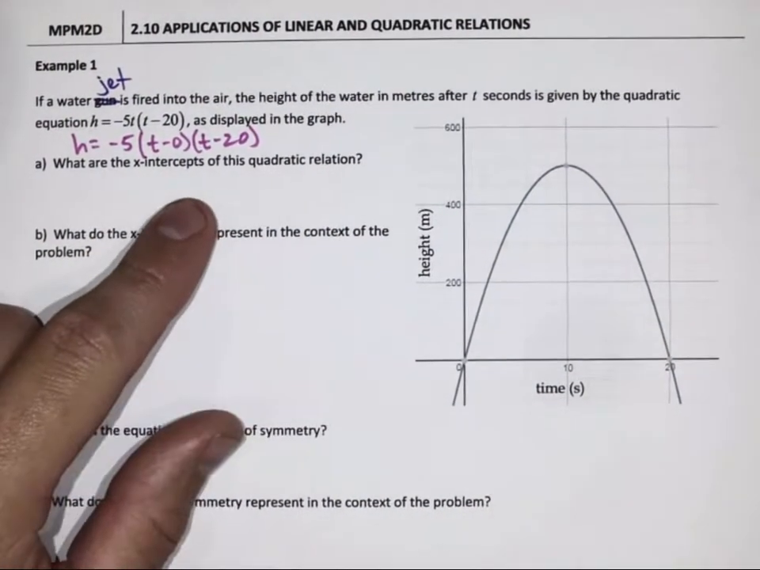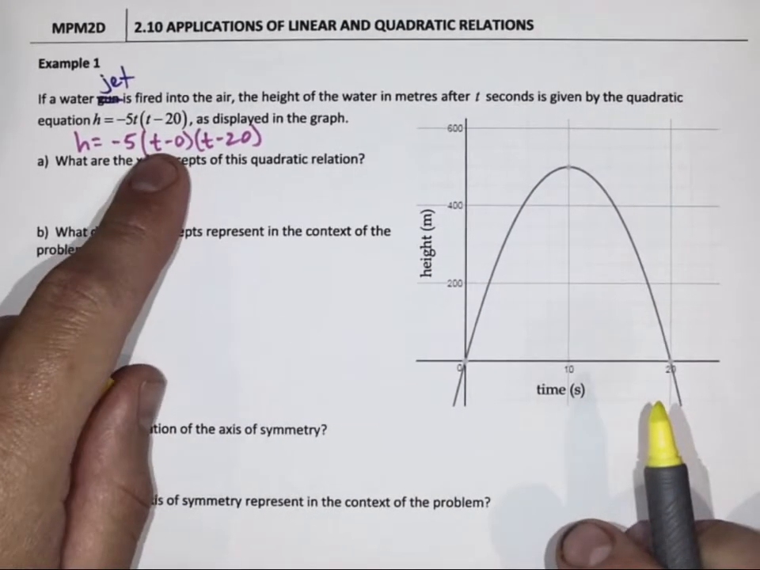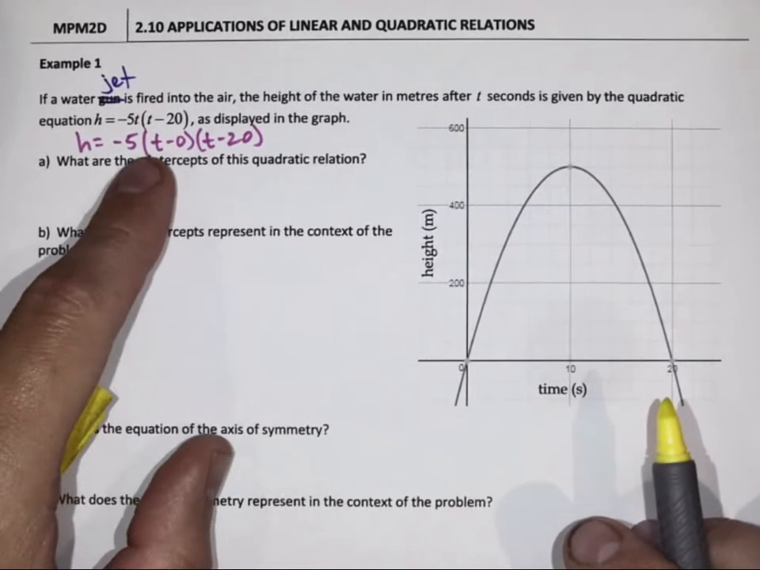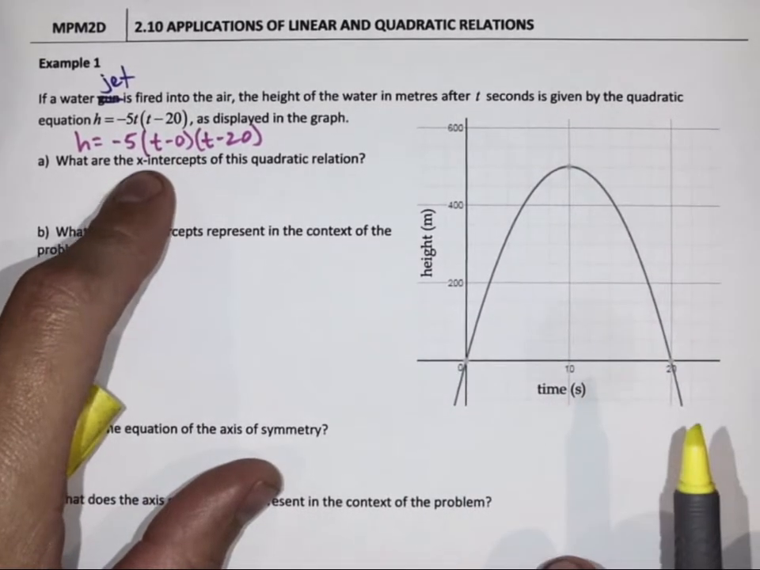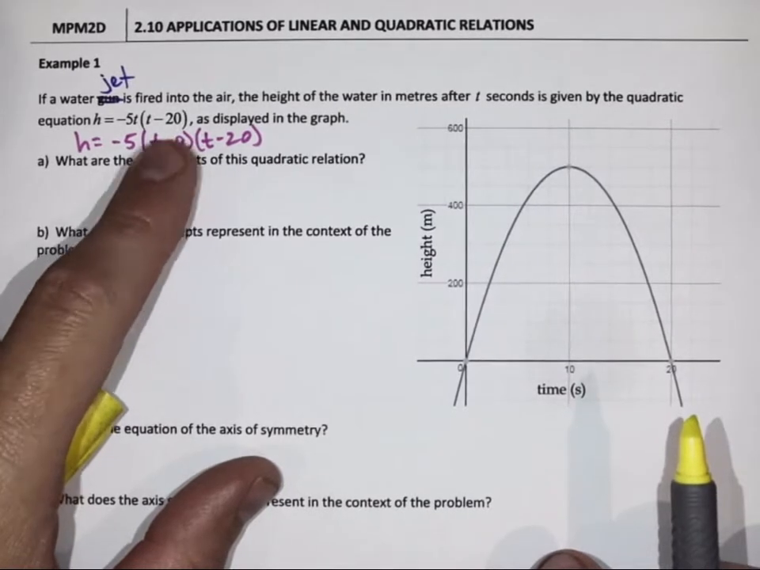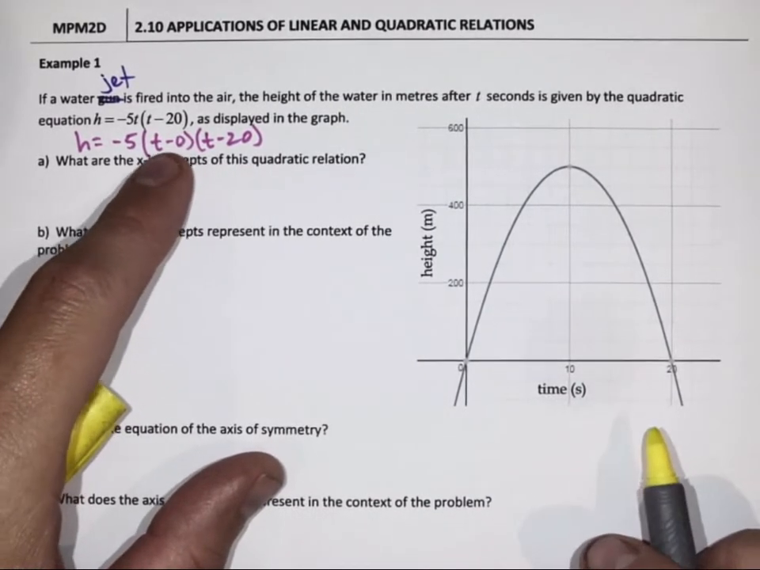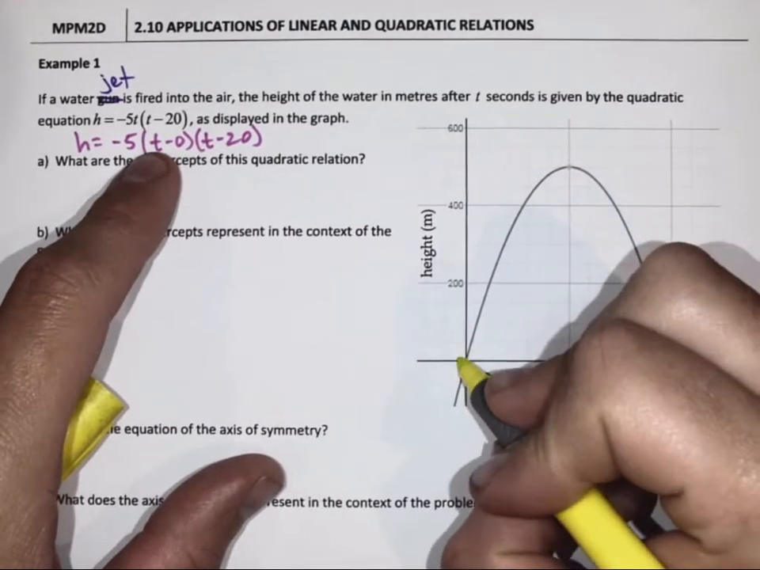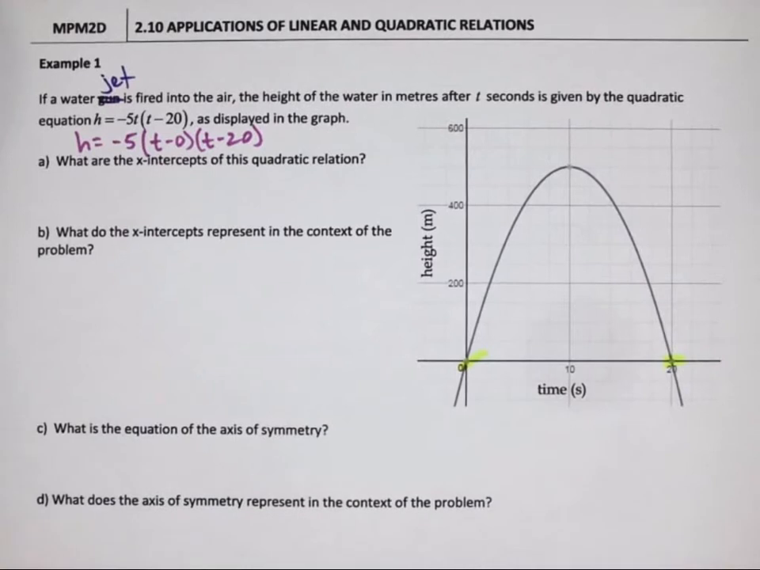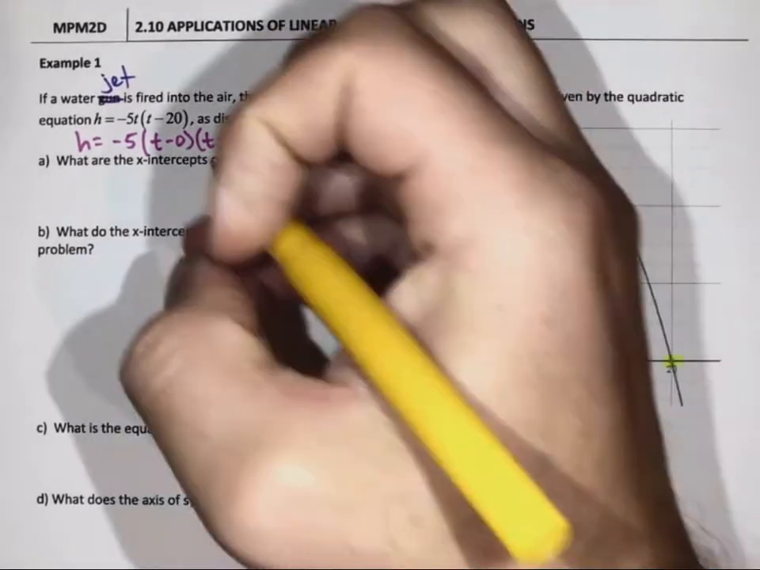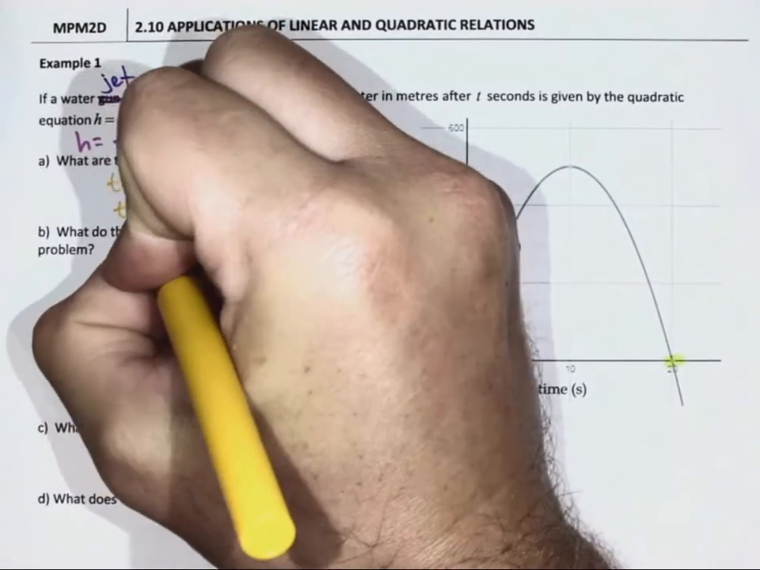So what are the x-intercepts of this quadratic relation? Well, these x-intercepts are really the t-intercepts because the x-axis is time. But what are the t-intercepts? What would the value of t need to be to make each bracket 0? So t would be 0, we see from there, and t would need to be 20, we see from there. So what are the t-intercepts? T equals 0 and t equals 20.